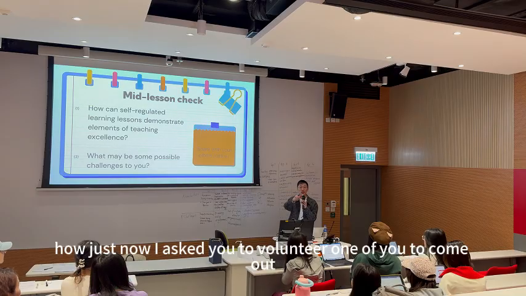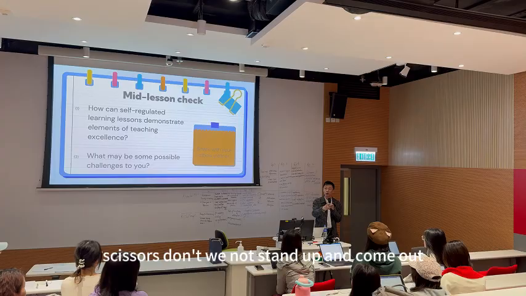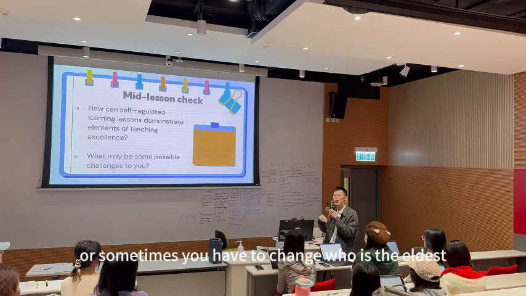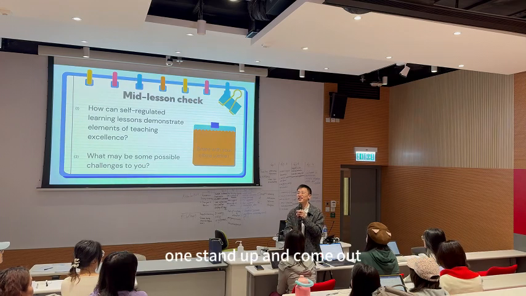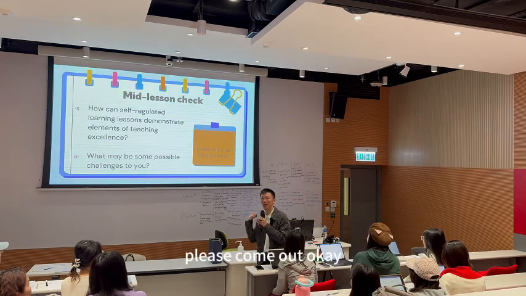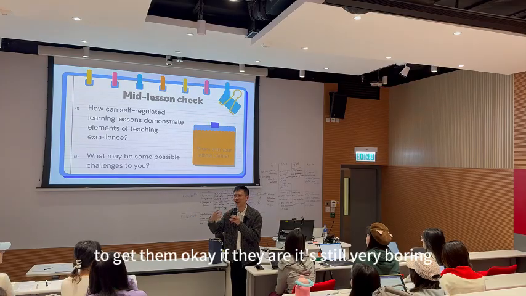Just like I asked you to volunteer one of you to come out, right? I will ask them paper, scissors, stone, winner, stand up and come out. Or sometimes you have to change. Who is the eldest one? Stand up and come out. Who is the youngest one? Please come out. Okay? Try to have different methods to get them.